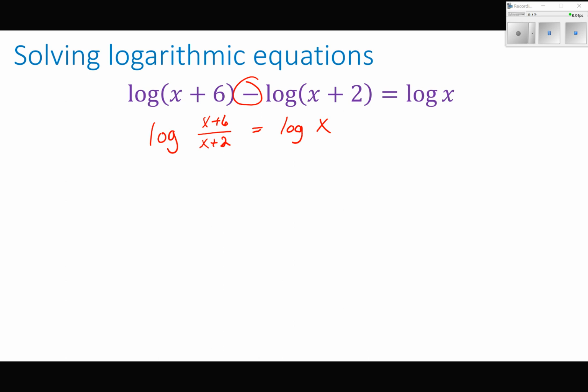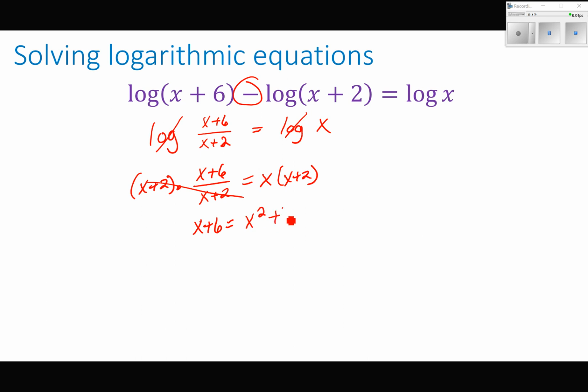If I'm taking the log of something on the left and the log of something on the right, and it's the same base, I can essentially drop those logs, and it's just x plus 6 over x plus 2 equals x. Again, I want log of something to be equal to the log of something, so the somethings have to be the same. Now to solve x plus 6 over x plus 2 equals x, let's clear the fraction. Let's multiply this by x plus 2, this by x plus 2. So I've eliminated it on the left.